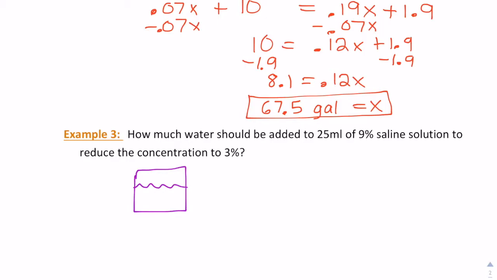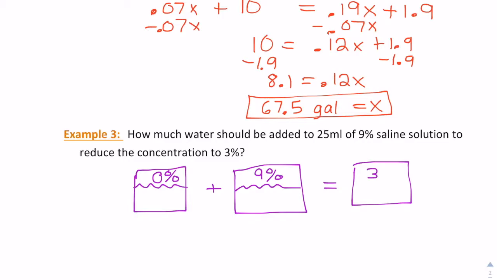You've got water, which is basically 0% salt, that you're mixing with a saline solution that's 9% salt. And you want to end up with a concentration of just 3% salt. So you're looking for how much water. So that'd be our non-concentrated, not salty water is our X. Should be added to 25 milliliters of our 9% solution to reduce the concentration to 3%. So we've got X plus 25 if you dump those together.